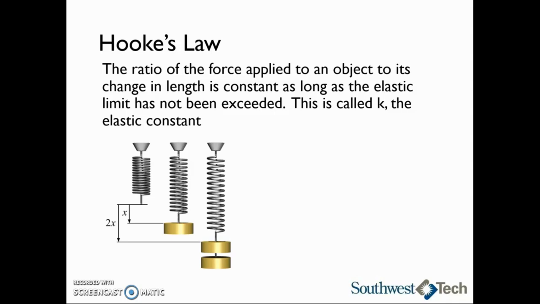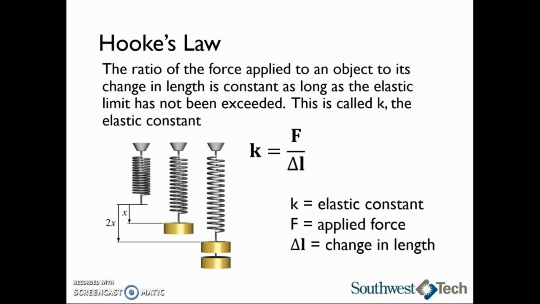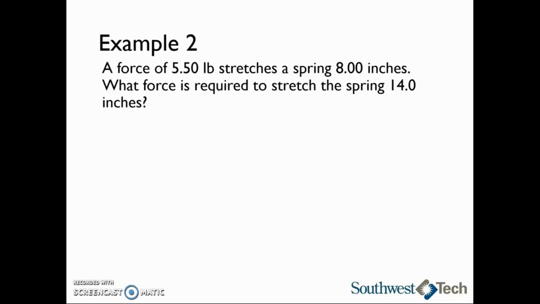In this picture, we see that the change in length when one mass is added is exactly half of the change in length when two masses are added. For a given spring, the elastic constant will not change. It is a function of the spring. The equation we can use to solve Hooke's law is K equals F divided by delta L, where K is the elastic constant, F is the applied force, and delta L is the change in length.